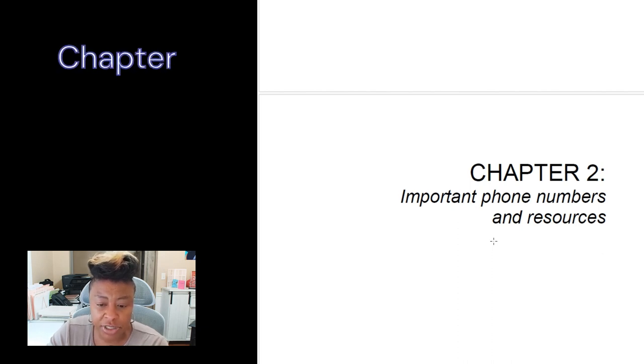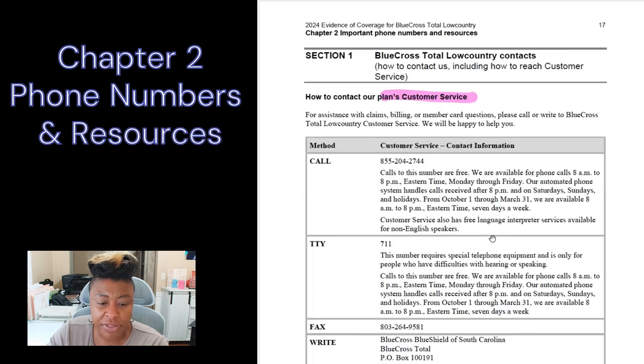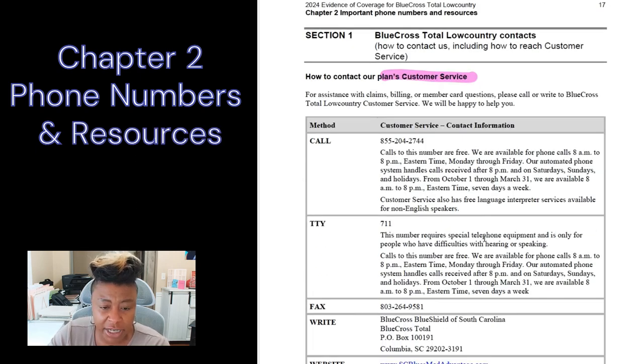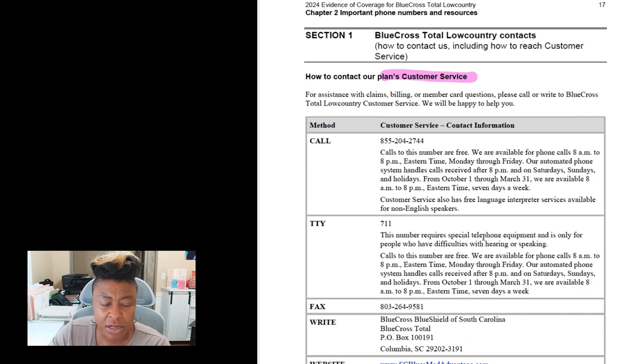And then in Chapter 2, it's important phone numbers and resources. This section is important because, as you noted earlier, it kept saying call customer service, contact customer service. So you can go back to the title page to find out some of this information. However, Section 2 is all about important phone numbers and resources. So you see in Section 1, it tells you here are the contacts, how to contact us, including customer service. It gives you how to call in if you are deaf. Then it has a TTY line, a fax, write, and website. So all of this information here. And then it breaks it down.